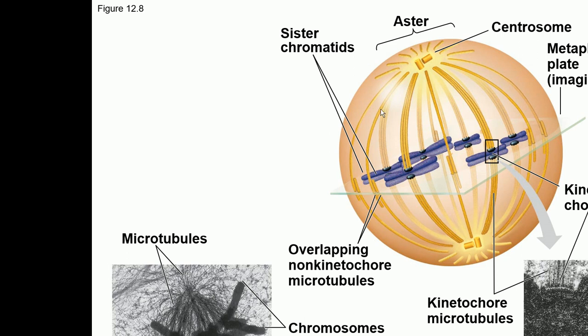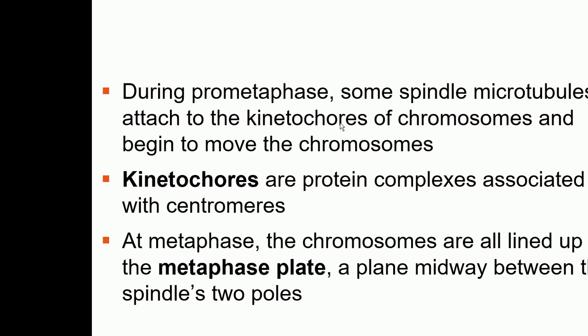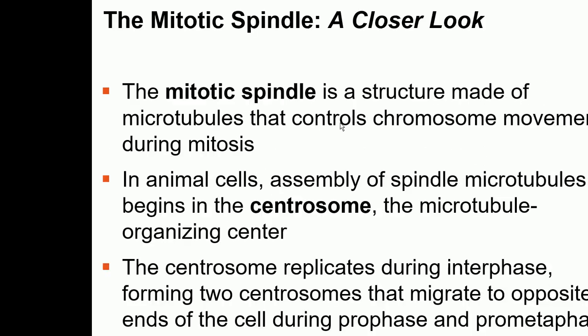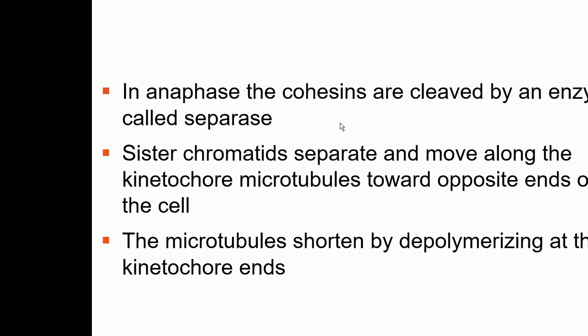So these sister chromatids are attached to each other by a protein called cohesin, and in the anaphase, this cohesin is degraded by another enzyme called separase, which helps in the separation of these chromatids. So in anaphase, cohesin is cleaved by an enzyme called separase. Cohesin is basically a protein which helps in the binding of the sister chromatids together.